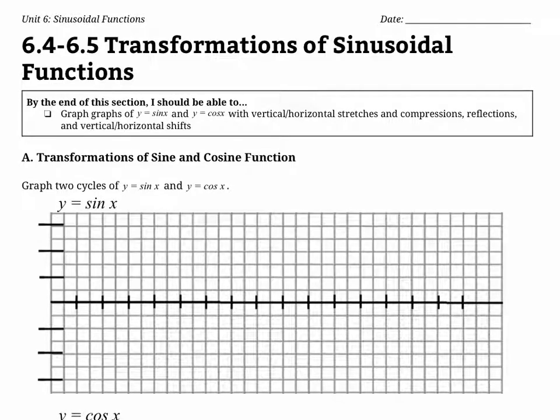By the end of this lesson, you should be able to graph sine x and cos x with vertical and horizontal stretches and compressions, reflections, and vertical and horizontal shifts. So we're taking all of the transformations that we have been working with throughout the entire semester, and we're going to apply it to the graphs of sine x and cos x.